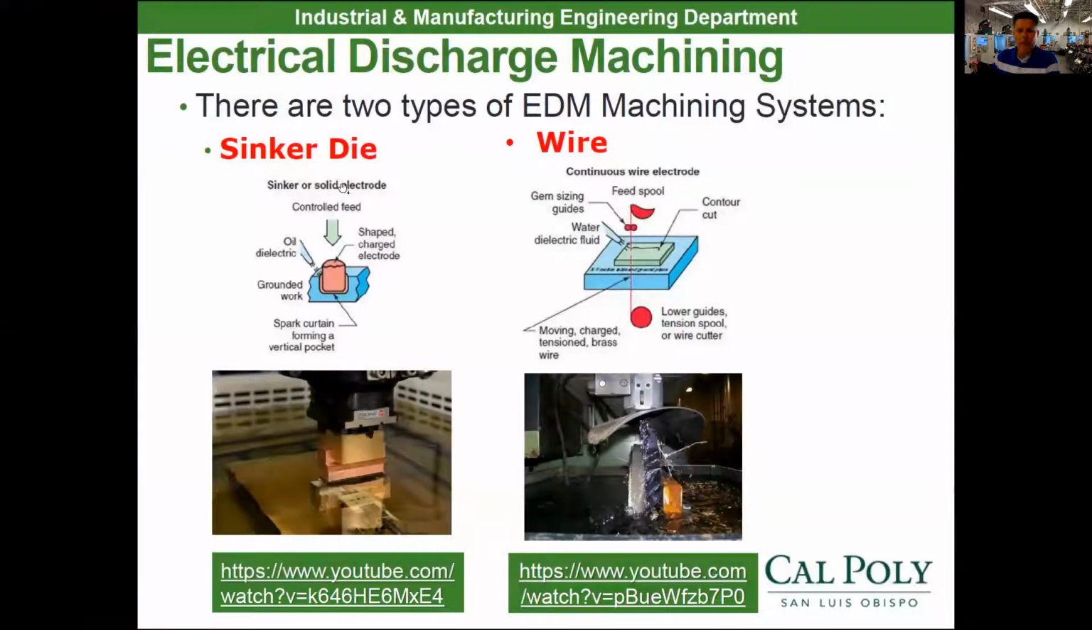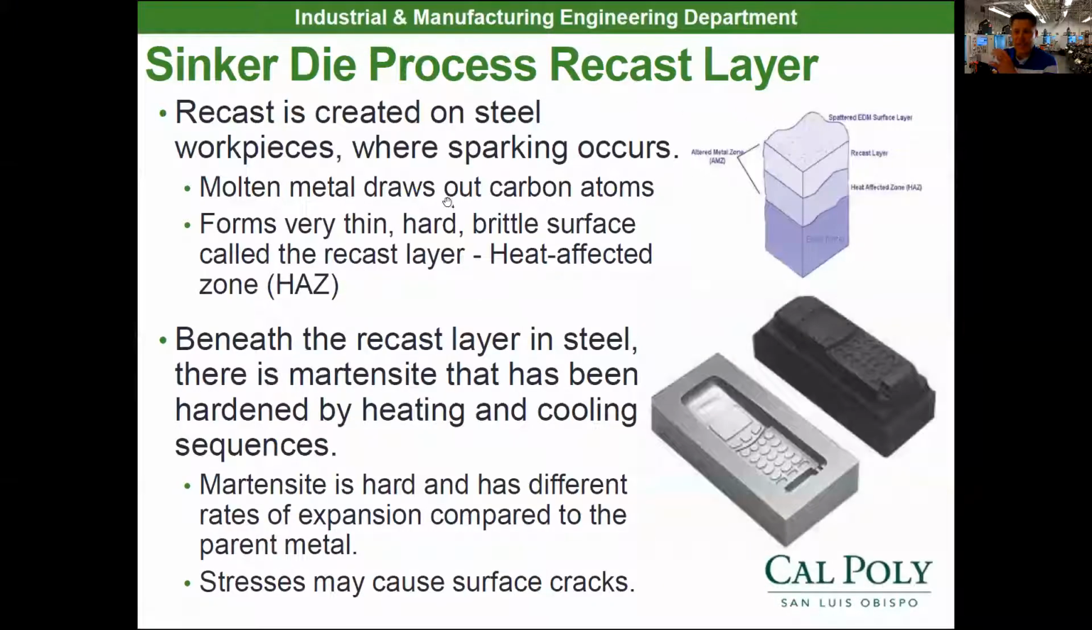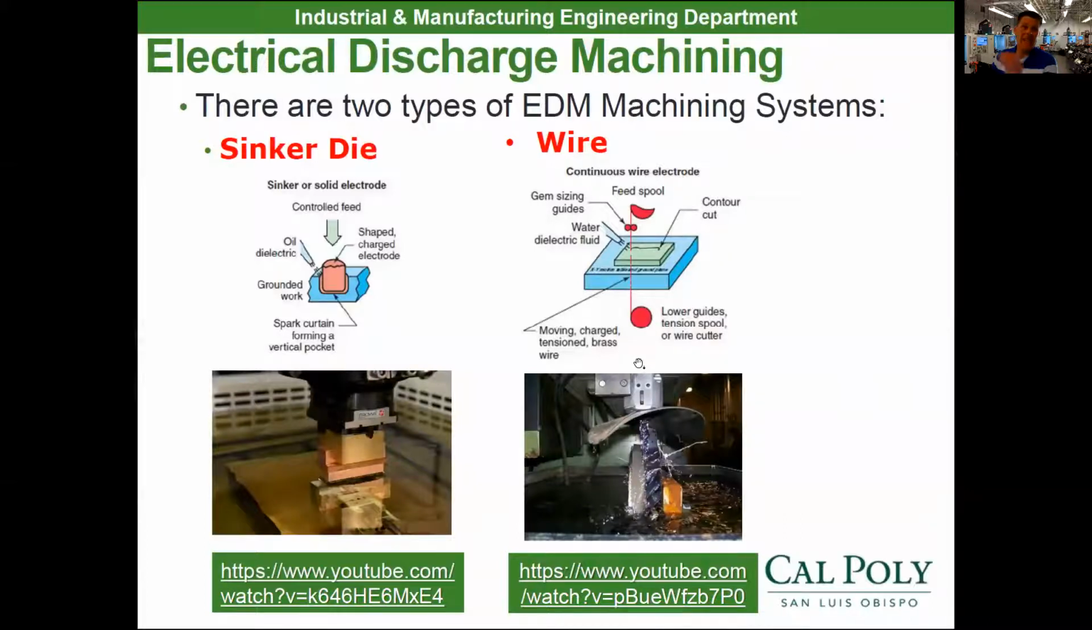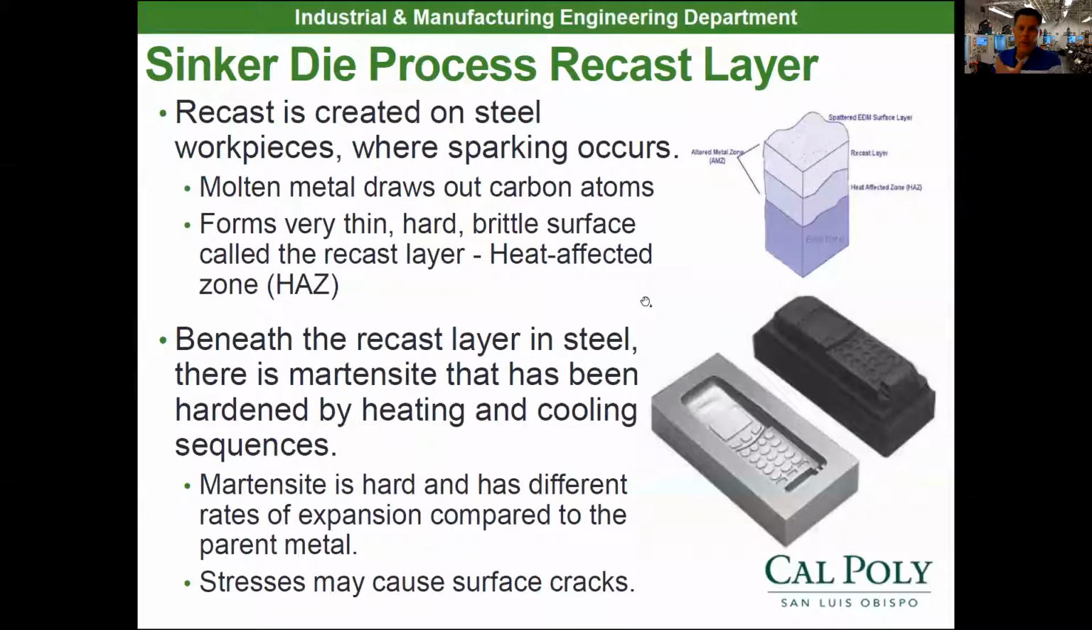So that's the wire versus sinker die. Now with this EDM process, it creates a heat affected zone. I mentioned that. So we have what we call a recast layer on steel workpieces where the sparking occurs. So you have a very smooth surface. You just got to be careful because if you have martensite on your sinker die EDM surfaces right there, and you see a lot of thermal expansion and contraction, you might get cracking on the surface of your parts. Or if it goes to a really cold location, then gets really hot again, you just got to watch that out. Watch out for that in your process.